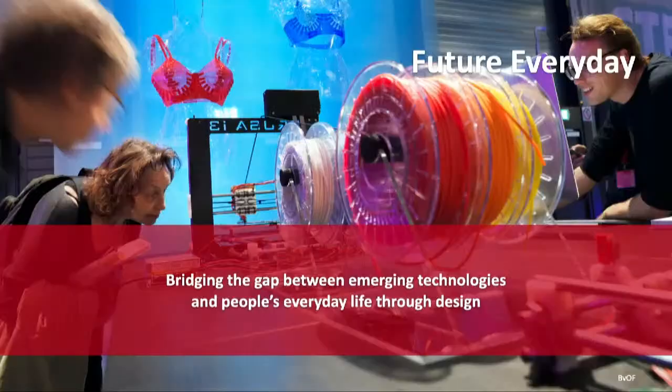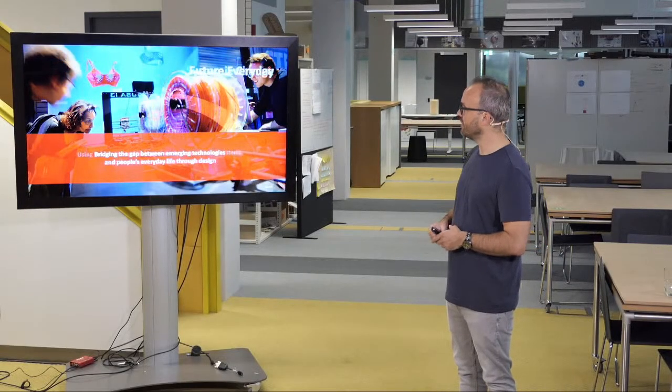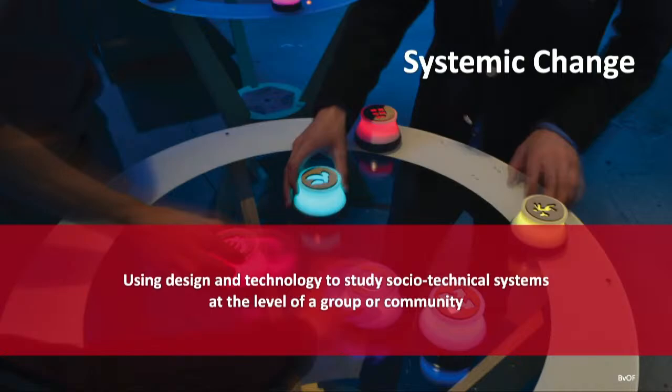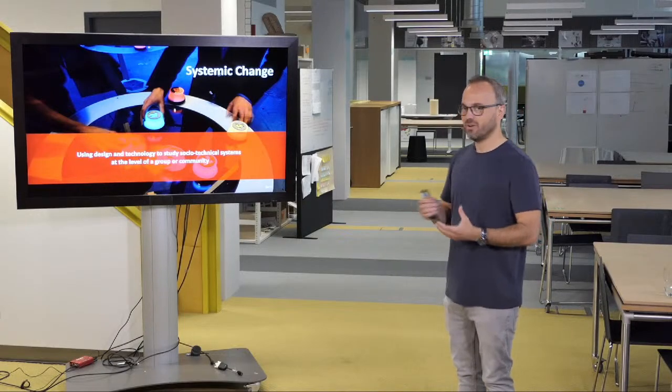And later on in the tour, we're also going to give you an idea of where the people are working. But just very briefly, the department has two research groups, Future Every Day and Systemic Change. Future Every Day tries to bridge the gap between emerging technologies and people's everyday life through design. They develop new insights, new methods, and new knowledge regarding designing with these emerging technologies. On the other hand, the Systemic Change group uses design and technology to study socio-technical systems at the level of a group or a community. They want to see the impact that design and data have on improving people's well-being, for example in the context of vitality, or changing the way people learn in the context of play and learn.